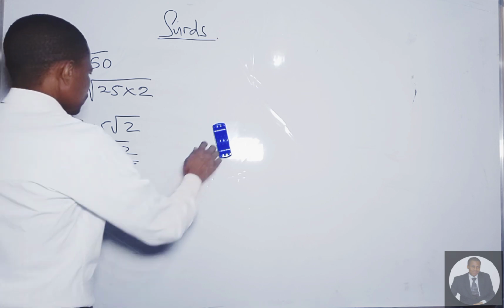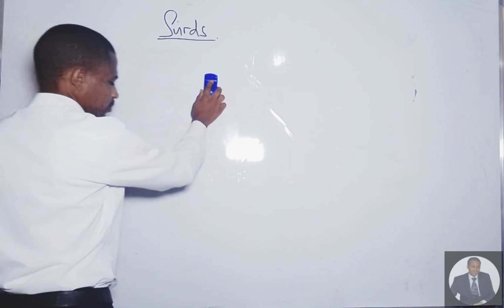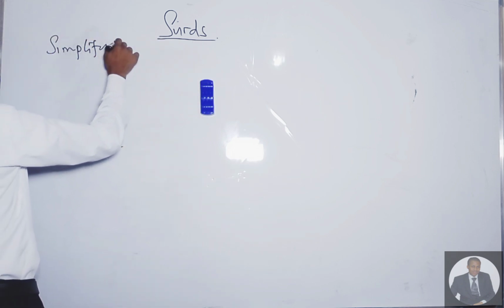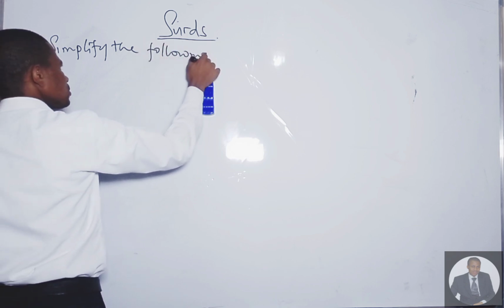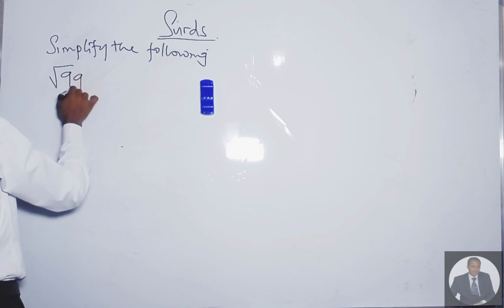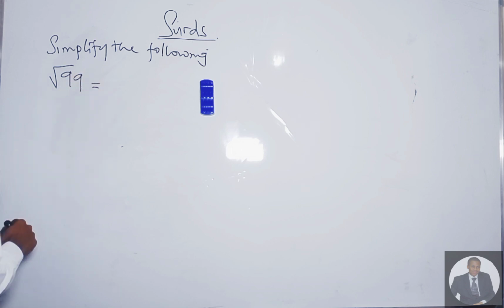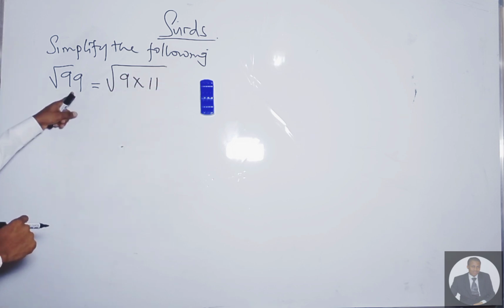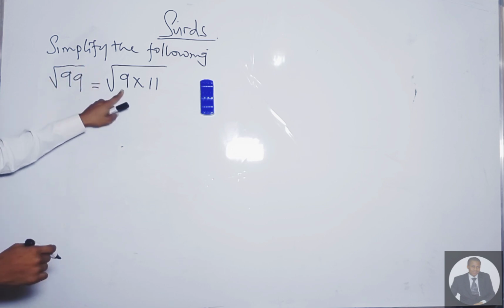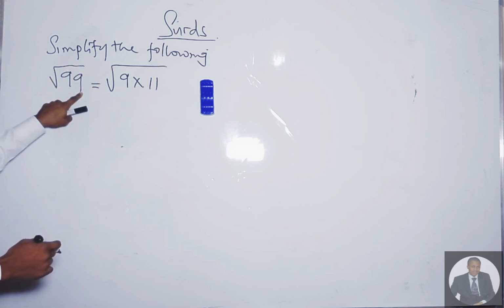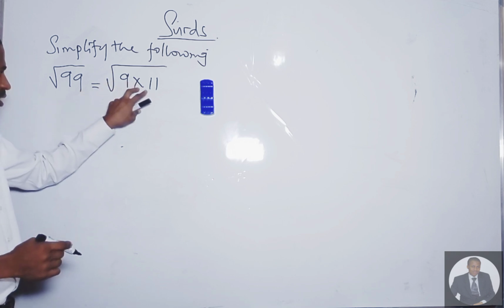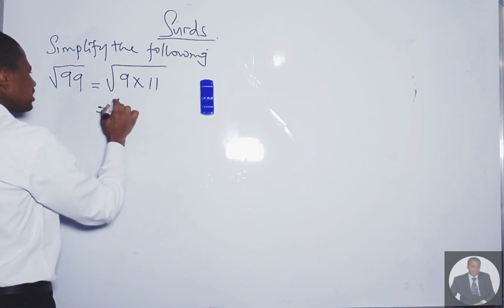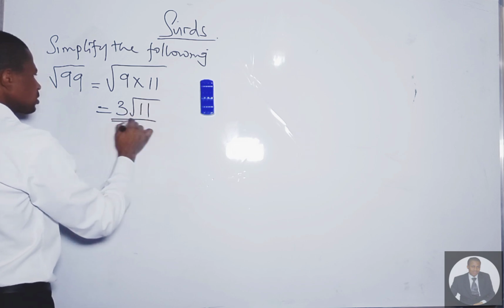Another question. Simplify the following. We have root 99. Root 99 is what? 9 times 11 is 99. To simplify any surd, we must divide the number under consideration into at least 2 factors, one of which must be a perfect square. The square root of 9 is 3, and so we have 3 root 11.